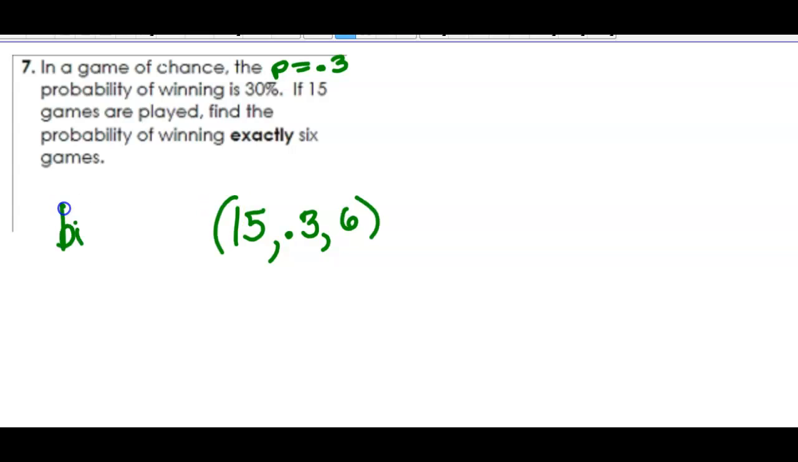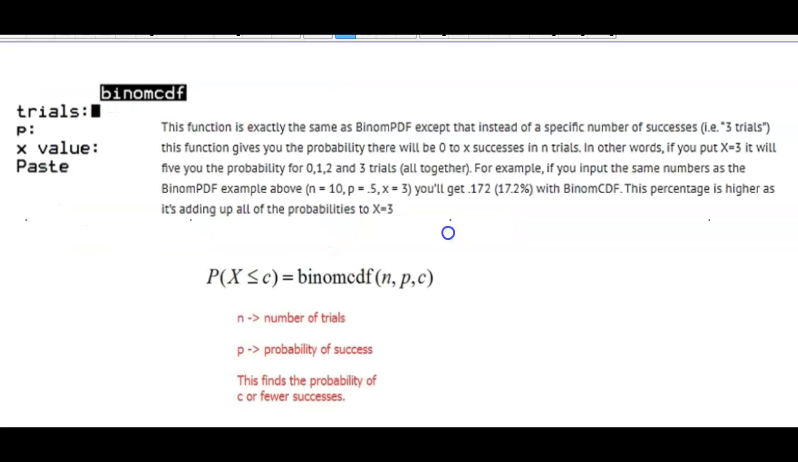All right, I'm just going to set up one more. In a game of chance, the probability of winning is 30%, so you would put in 0.3. 15 games were played, that's your number of trials. And the probability of winning exactly 6 games, you would type this in. Now, this comes out 0.147 I have.